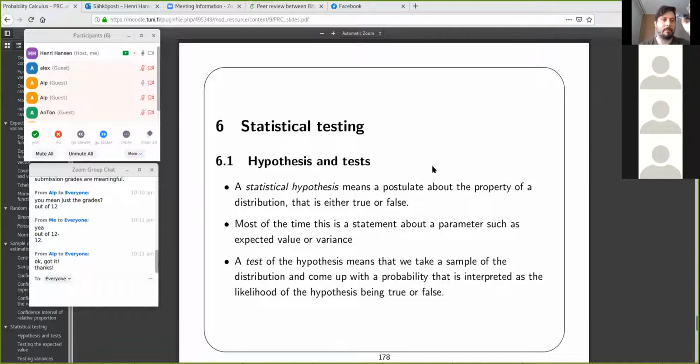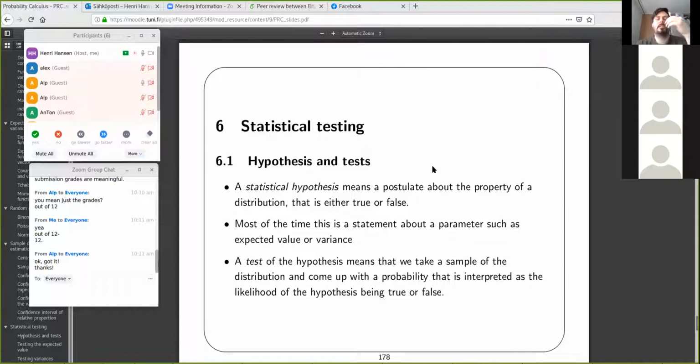We may state something like, this rod is 1 meter long, and then we measure it and it's 99.81 centimeters. So is that false or true, or is it just a little bit inaccurate? That's a matter of debate. But let's just say that we are focusing on statements that are either true or false. Most of the time, this is a statement about a parameter such as expected value or variance. We're actually focusing on statements about expected values here, and also a little bit on variance, but not much more.